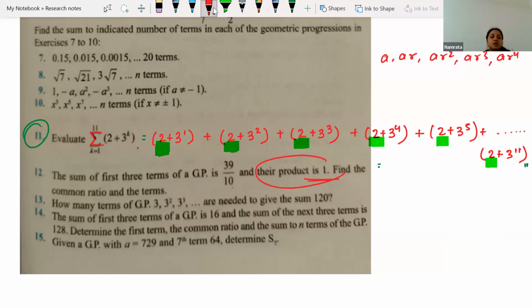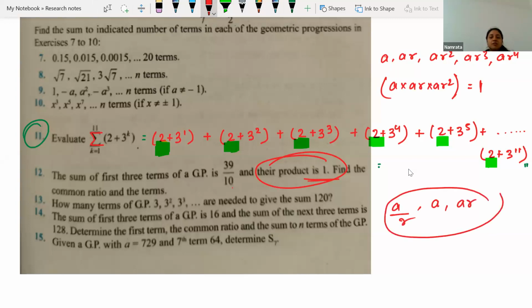Here, can you see the product is 1? If you multiply a into ar into ar square, the first three terms, and write the product as 1, you will not get anything. This equation you won't be able to solve. So rather than that, I said to you, whenever three terms are mentioned in the question and the product is given, please assume the first three terms as a by r, a, and ar. This is also in GP. If you want to check, you can check it. Here also the common ratio is the same.